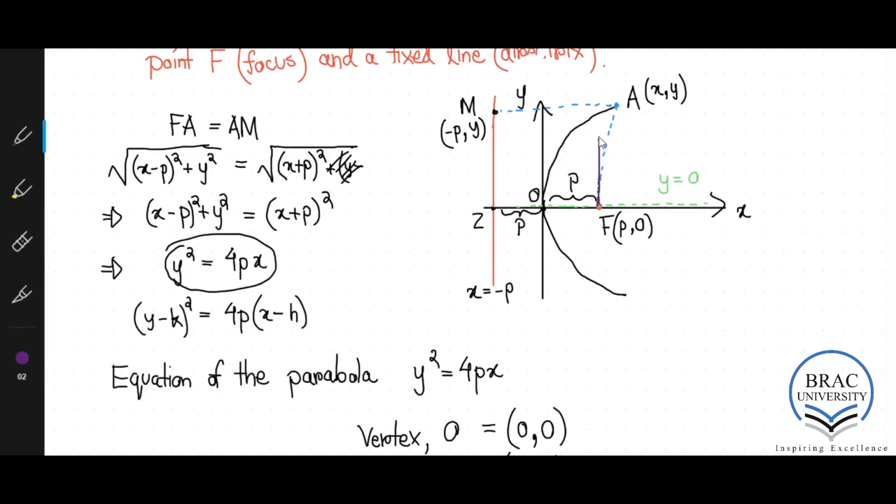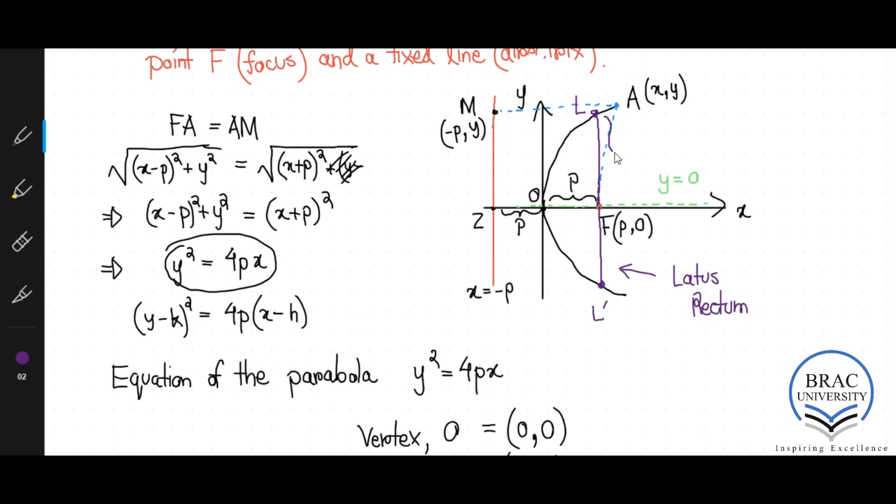So let's say we have a line here right across the focus that meets these 2 points. Let's label these points L and L prime. This line is called the latus rectum. It's a line that goes through the focus and cuts the parabola at points L and L prime.